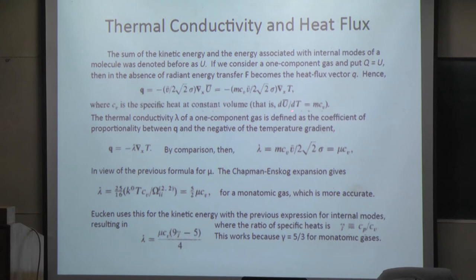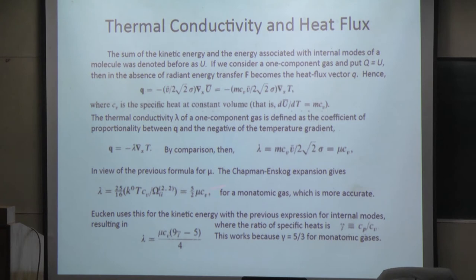And so the specific heat at constant volume turns out to come in there. And you compare this now with the classical heat conduction formula, where lambda is the coefficient of thermal conductivity. The heat flux is minus the temperature gradient times the coefficient of thermal conductivity. Comparing this with the previous analysis gives you an expression for lambda in terms of specific heat at constant volume and the viscosity coefficient. I mean, lambda is just mu CV.